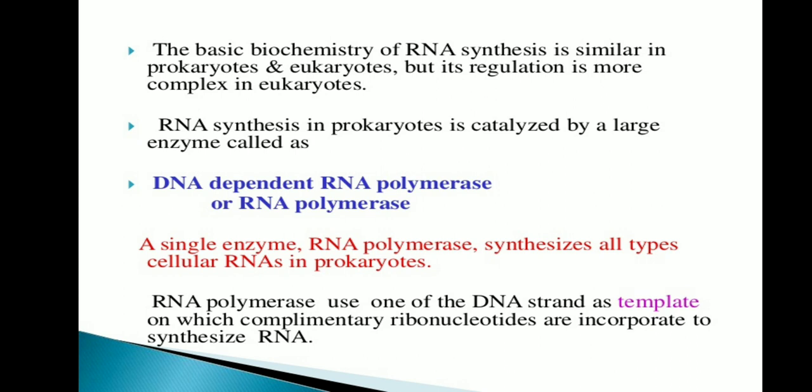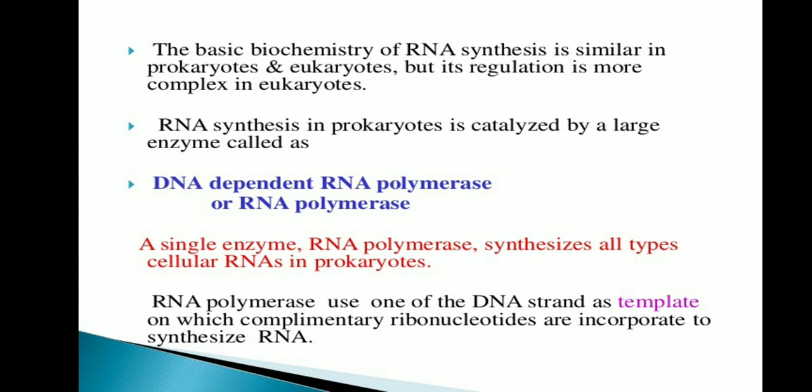So the basic biochemistry of RNA synthesis is similar in the prokaryotic and the eukaryotic system also, but its regulation is more complex in the eukaryotic system, because eukaryotes have DNA which has coding regions as well as non-coding regions. So that non-coding region is going to be removed, and thus it will be converted into the coding region, that is, it will code for the protein structure. So that's why it's complicated.